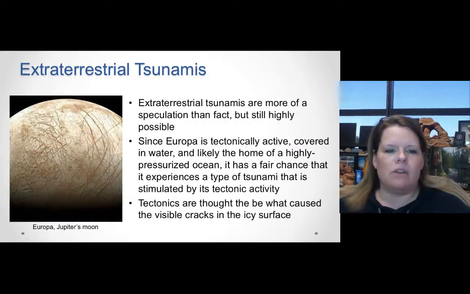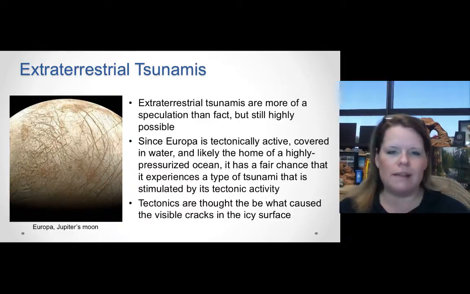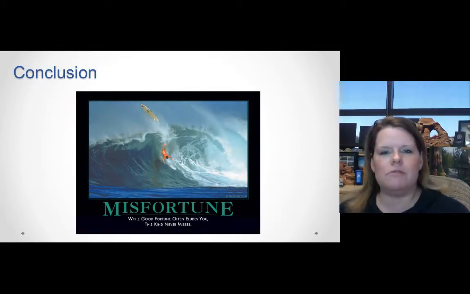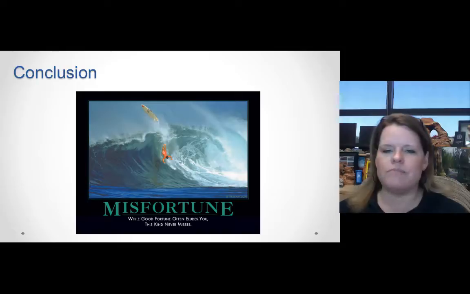When it comes to tsunamis on extraterrestrial areas, we might surely have them in places that have some form of liquid. Europa would be an example. It's tectonically active, covered in water, and likely the home to highly pressurized ocean. So it has a fair chance that it experiences some form of a tsunami that is stimulated by tectonic activity. Tectonics are thought to be what caused the visible cracks in the ice's surface of Jupiter's moon known as Europa. So as we conclude for the day, it'd be very unfortunate if you were riding on a wave of a tsunami because I don't think you'd like what you encountered when you get to shore.